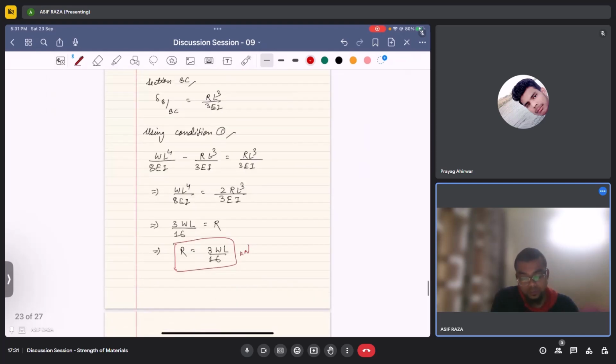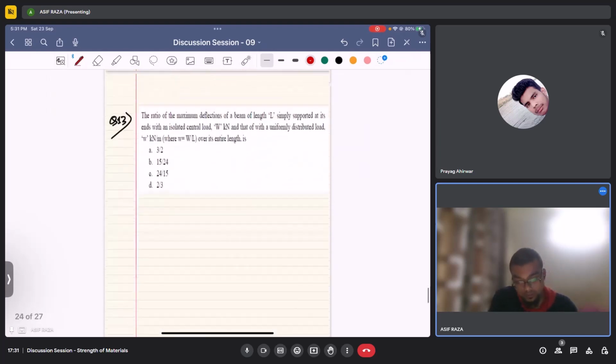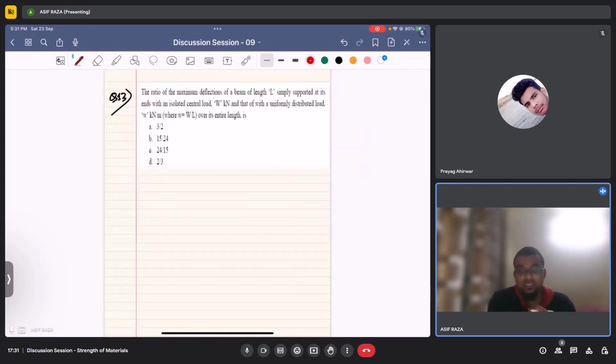Okay. So now moving on to the next question. Question number 13: the ratio of maximum deflections of a beam of length L simply supported at its ends with an isolated central load that is W kilonewton, and that with a uniformly distributed load W kilonewton over its entire length. Okay, this is again a similar thing, but now both cases are simply supported cases.